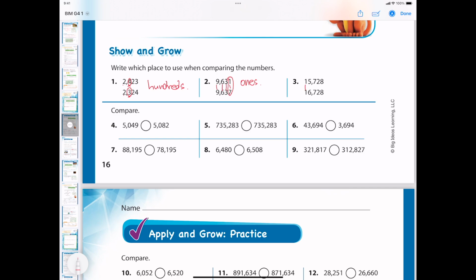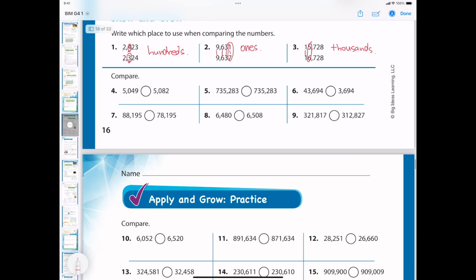And let's move on to number three. 10,000s place is equal, but this, did I say 100,000s? I'm sorry, I just forgot. Thousands place is different. So we are going to use what? Only thousands place. Now let's do 4 through 9 together. And from the next page, I want you to do it yourself.